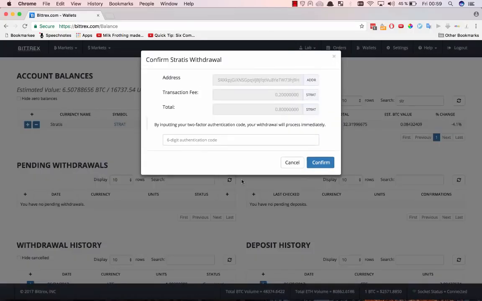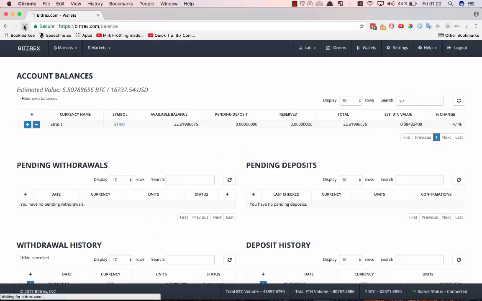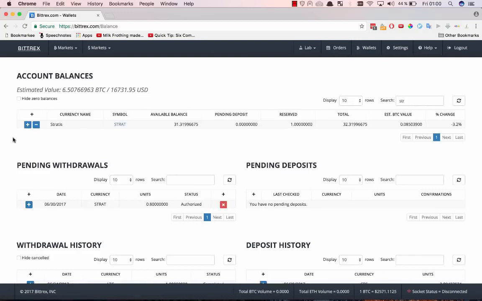Now we get our two-factor authentication message. So I'm going to my phone now and getting the code. And there we go. I have submitted the withdrawal of one Strat. You can see this when you go to the section down here called pending withdrawals. So I'm going to refresh the page. And there we go, it's pending a withdrawal.